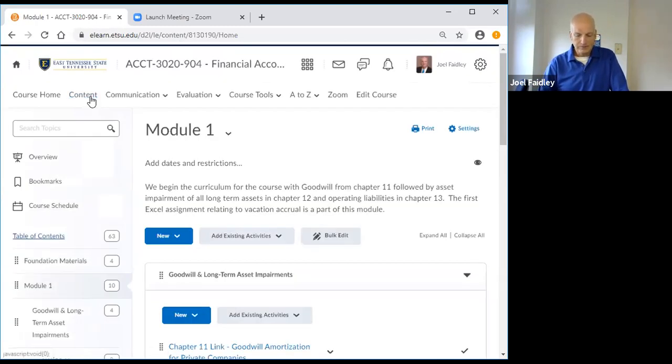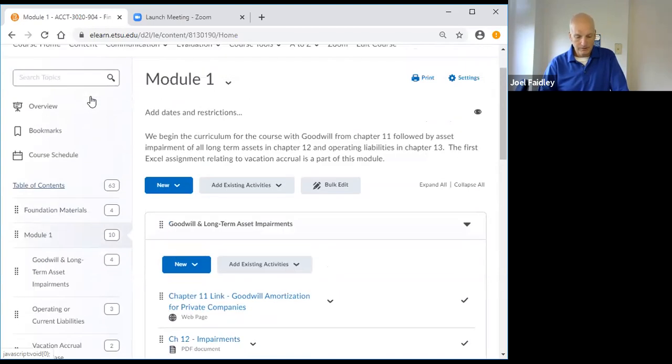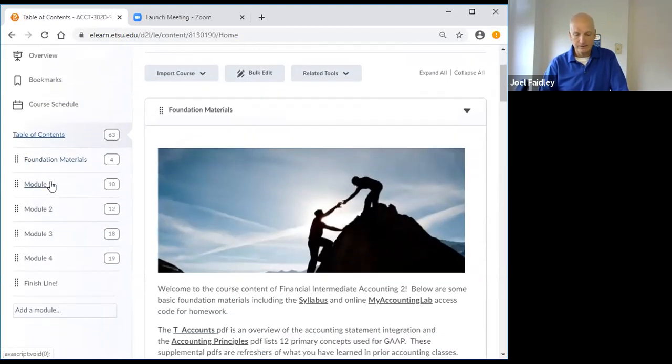So the content section here, I've got split up into 4 modules. If you look over here on the left-hand side, the table of contents, you see foundation materials, which will have the syllabus and some other information, how to log into My Accounting Lab in Pearson. And then you'll see there's 4 modules here, 4 learning modules, and there will be an exam at the end of each one at a designated time, which you will be expected to actually log in and take during that very tight window, which may not be but an hour and 15 minutes.